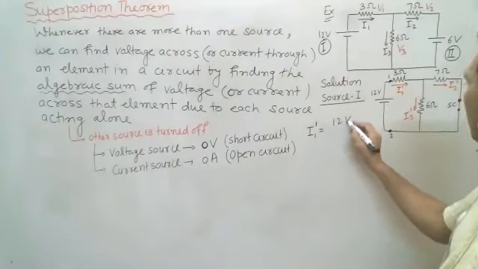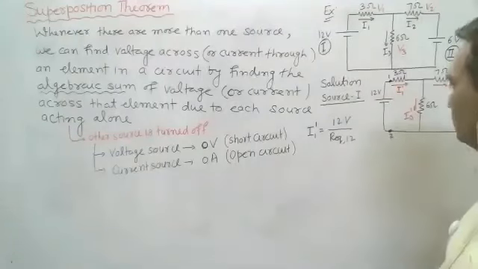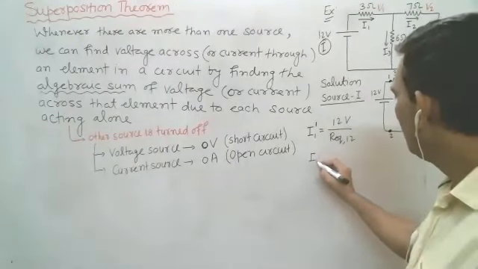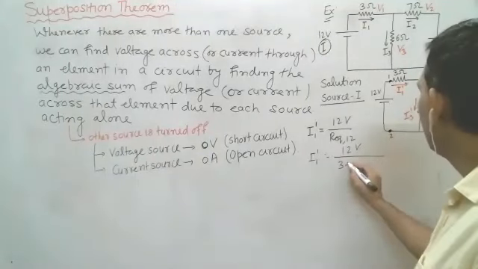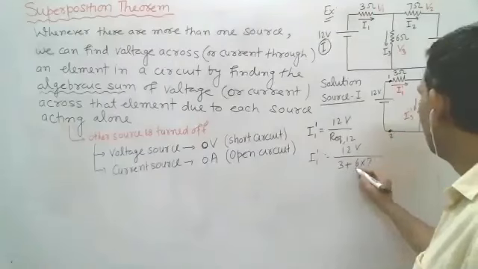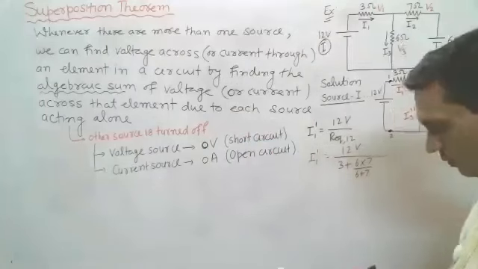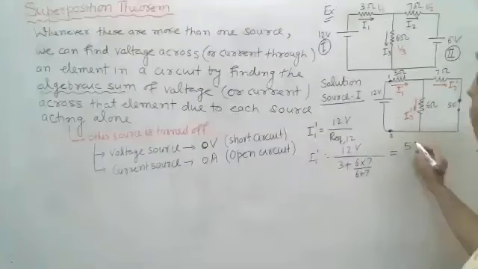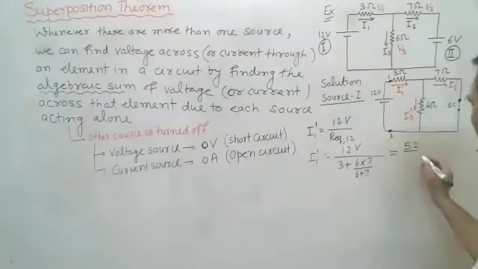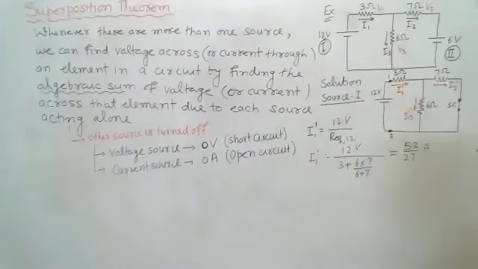So 12 volt by R equivalent across point 1, 2. So I1 dash will be 12 volt by 3 plus 6 into 7 by 6 plus 7. So write down numerator and denominator value. I think this is 52 by 27. Just check it. 52 by 27 ampere. Yes, sir.